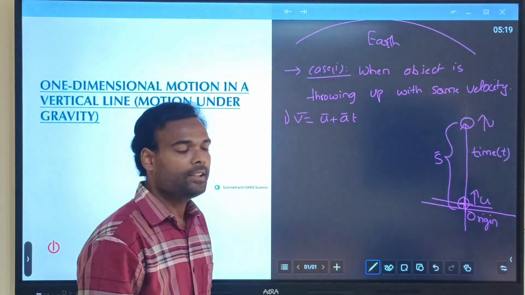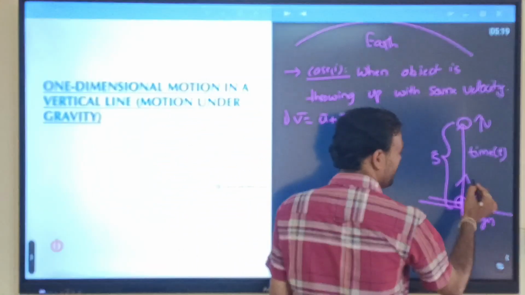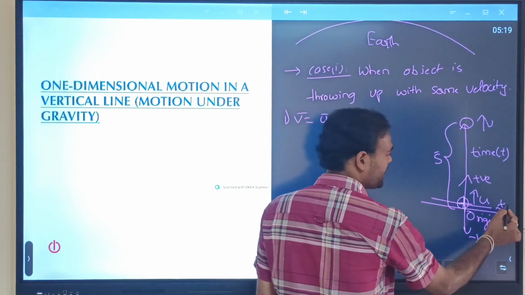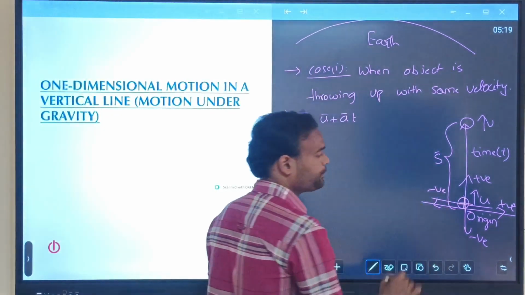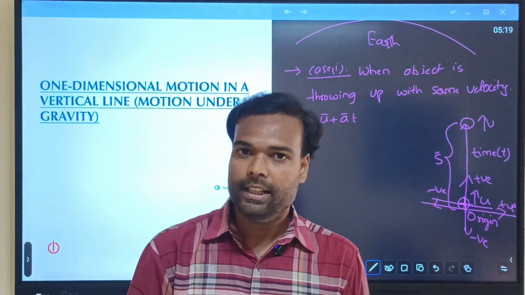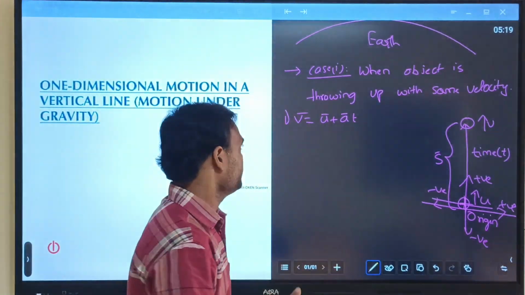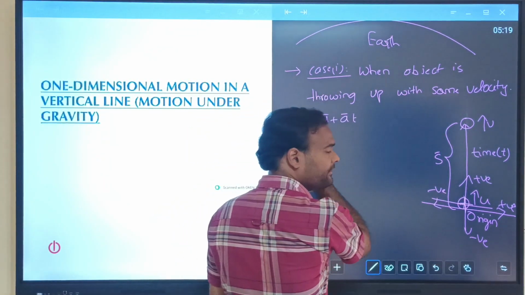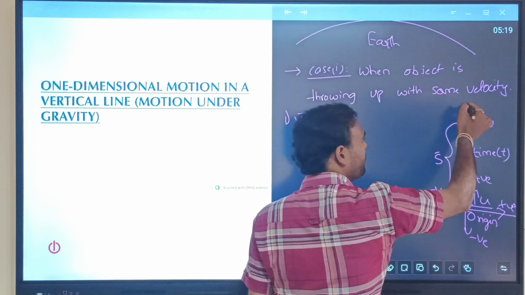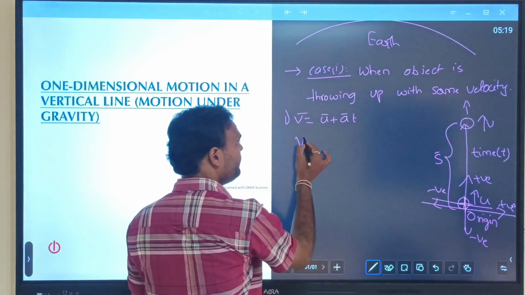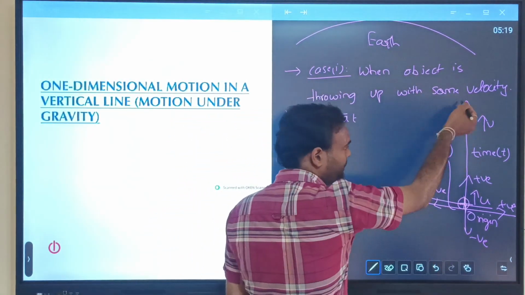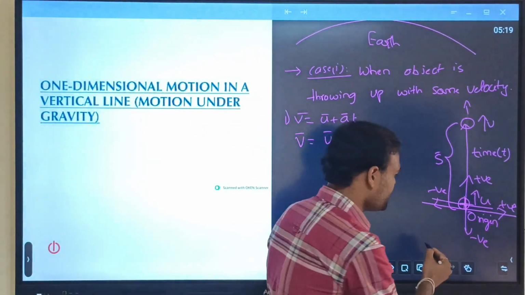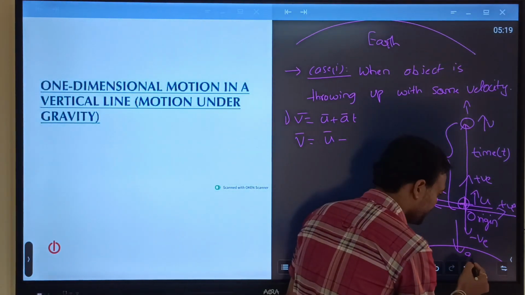This is our origin. From the origin, the upward direction we consider as positive and the downward direction as negative, the rightward direction as positive and the leftward direction as negative. Clear? Then the next point: when the object is at this point, its velocity is in the upward direction because it is still moving upward. So v will be positive, and u, also upward, is positive, but the acceleration is due to gravity.